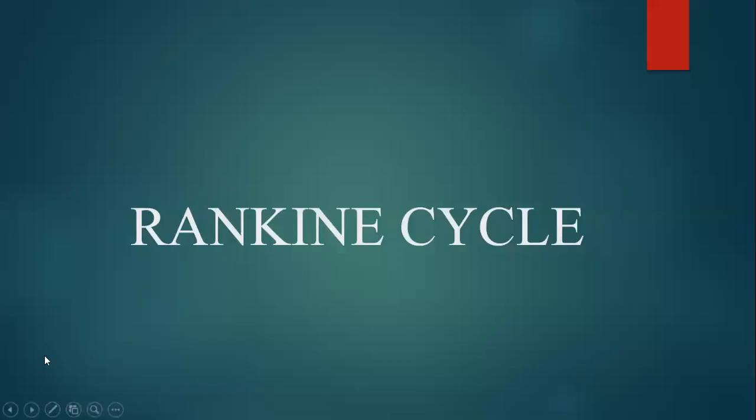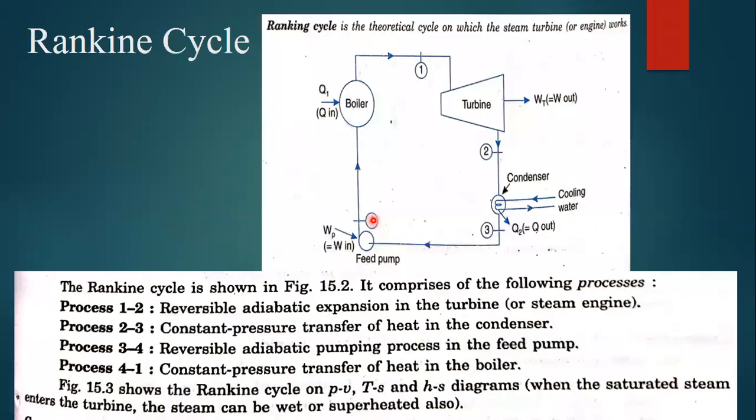Good afternoon, everyone. In the previous class, we discussed the Rankine cycle. In that Rankine cycle, we have seen the different processes which take place through the whole cycle. The process 1 to 2 is isentropic expansion, and process 2 to 3 is isobaric heat transfer or heat rejection.